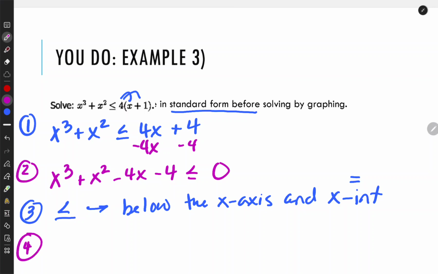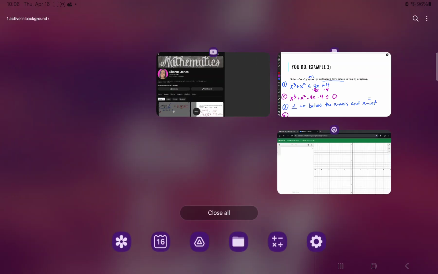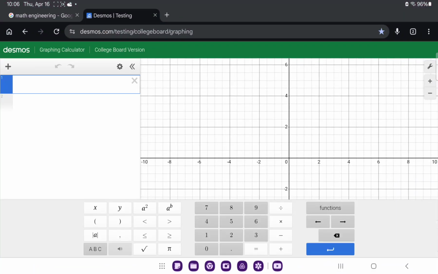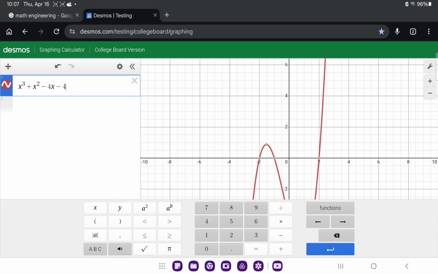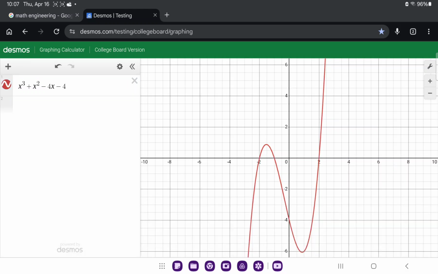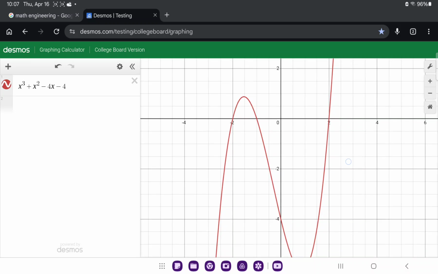Hopefully I remember it. x cubed, x squared, 4. Okay. So we're going to type her in. We have x cubed, arrow over, plus x squared minus 4x minus 4. Okay, and we told ourselves that because we were looking for less than or equal to, we're looking for when is this function above the x-axis, below the x-axis and our x-intercepts. So I'm going to zoom in a little bit for us.